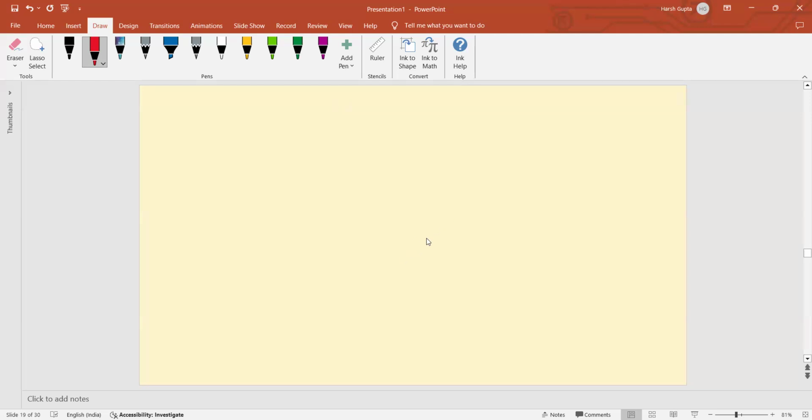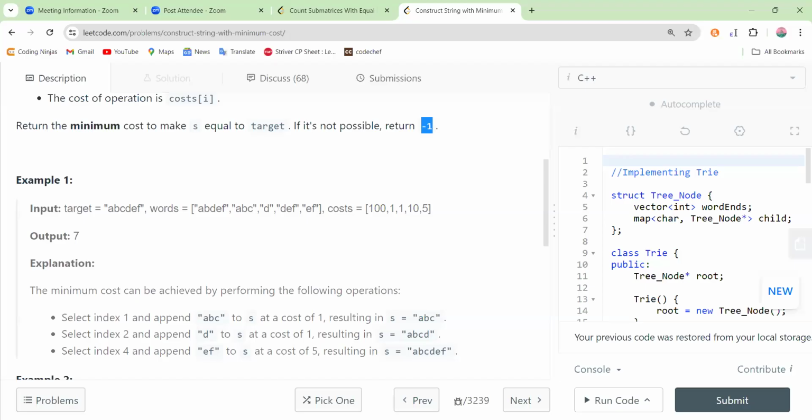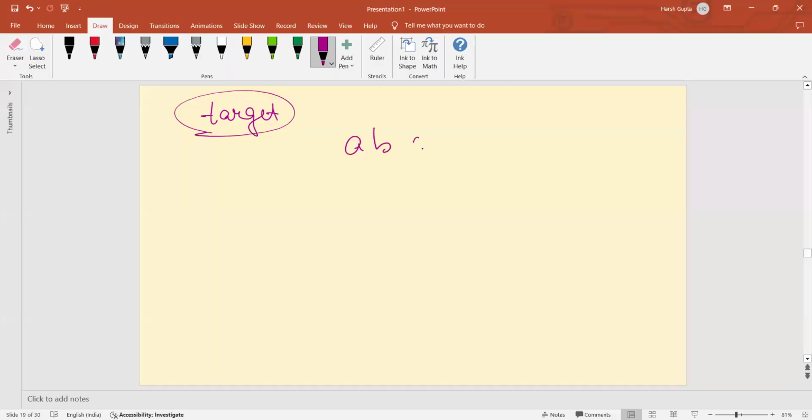That's great. But how do we now achieve the target string? That's the question for us, right? We need to know how we can get this target string. Taking the same example, the target string was ABCDEF. So for getting to this target string, I am going to use DP.